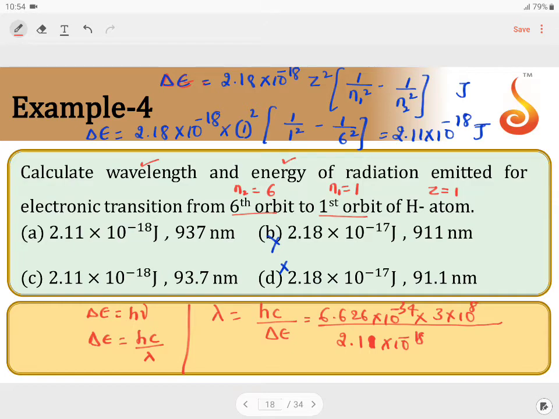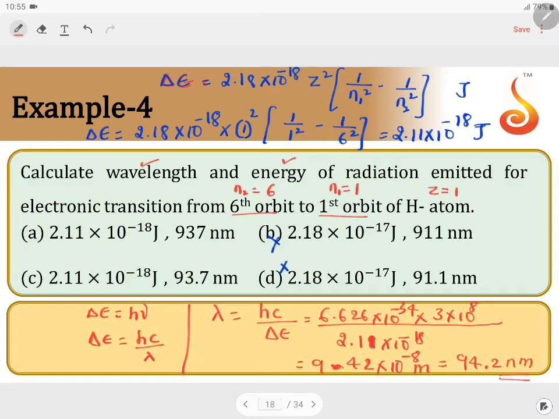6.626 into 3, the whole thing divided by 2.11. We get 9.42 into 10 power 26... 34 minus 26 will be minus 8. Minus 8 meters is the unit. So this can be written as 94.2 into 10 power minus 9. 10 power minus 9 is nanometers.